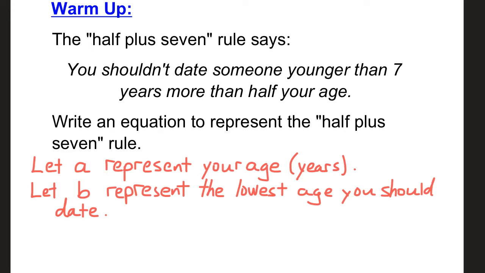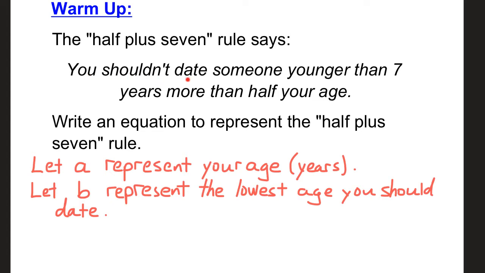We need to start by picking some letters to represent our variables. So we have your age and the lowest age of someone you should date. So I've just chosen to use the letters A and B to represent my two variables. Now we have to come up with an equation.